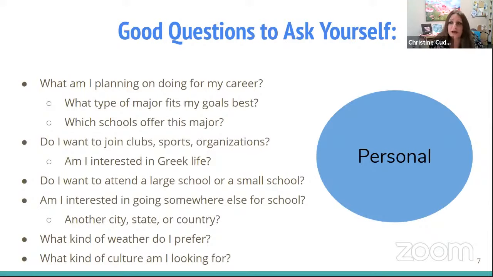Also looking at programs and clubs and organizations, and what does the college have to offer? This is going to be your home away from home for the next few years if you're planning to live on campus or even live at home but spend a lot of time on campus.